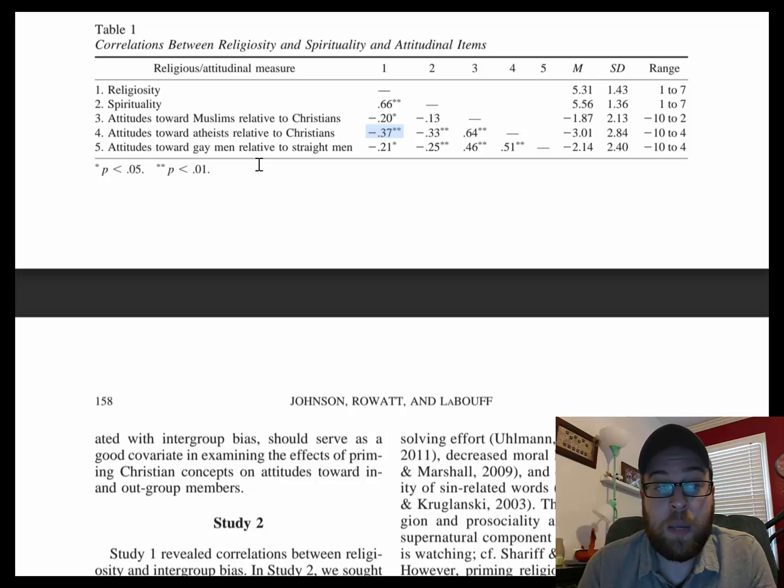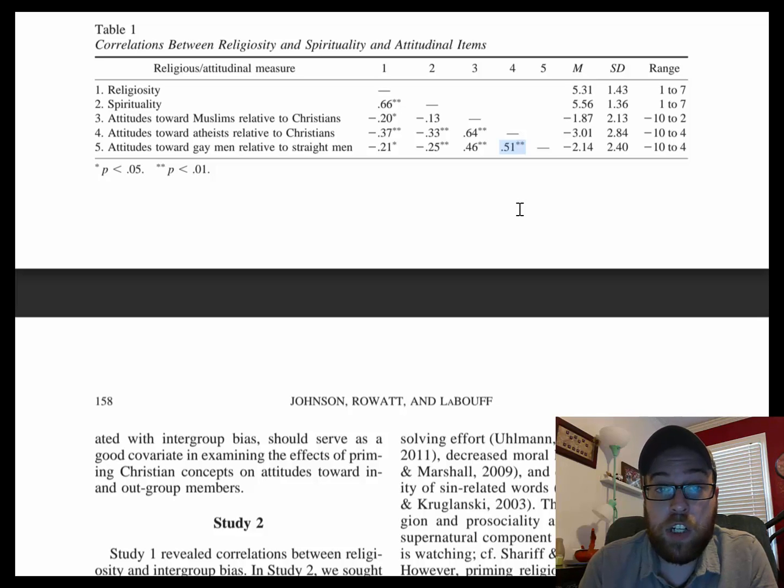We would expect, for example, that attitudes towards atheists and gay men might be correlated with each other. So if I look at that, number 4 is attitudes towards atheists, and number 5 is attitudes towards gay men. If I look at the correlation between 4 and 5, I see that I have what kind here? Take a moment and think about it. Is this a positive or a negative relationship?